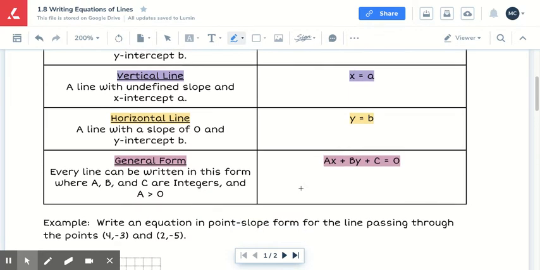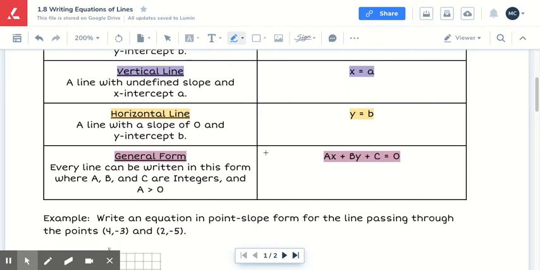And then finally, there's general form. Every line, all of these, could be written in general form. With this one, the equation looks like this: ax plus by plus c equals 0. For this, a, b, and c are all integers, so that means no fractions there. And generally, the a has to be greater than 0.